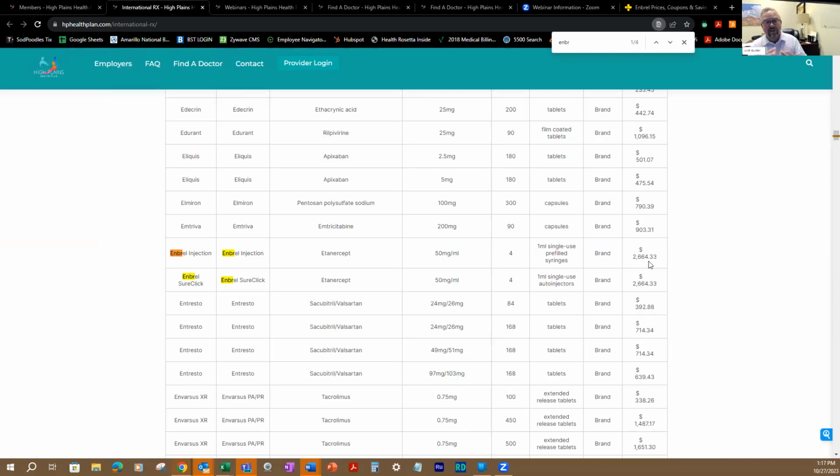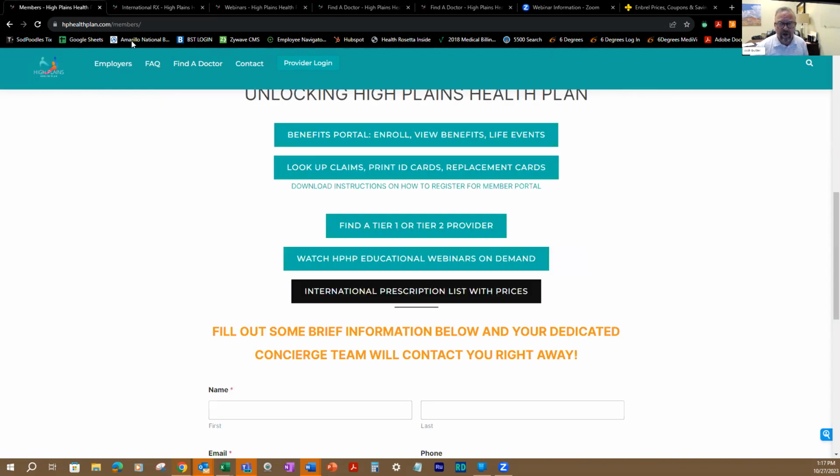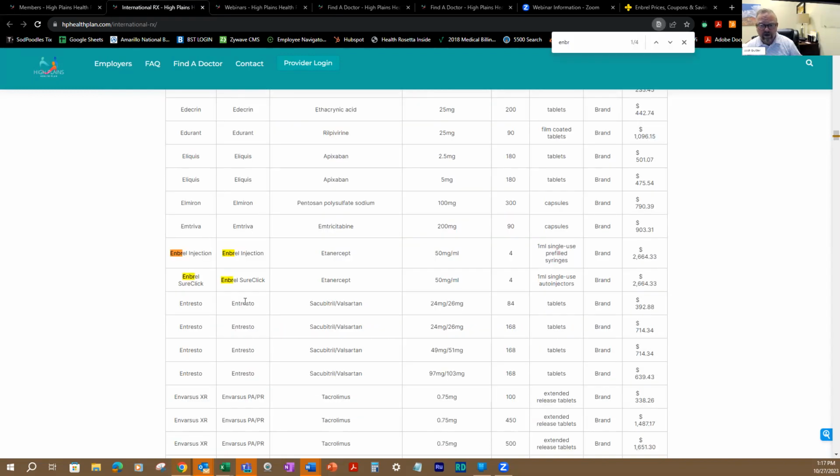Guys, that's substantial savings. So on your member portal, this link called International Prescription List with Prices is this international list right here. I really encourage you, if you're taking high-cost medications, there are programs baked into High Plains Health Plan to help you access the same medications, but we can pay extremely lower prices for in a lot of cases, okay? If your drug's not on this list, then maybe I can't secure it internationally.